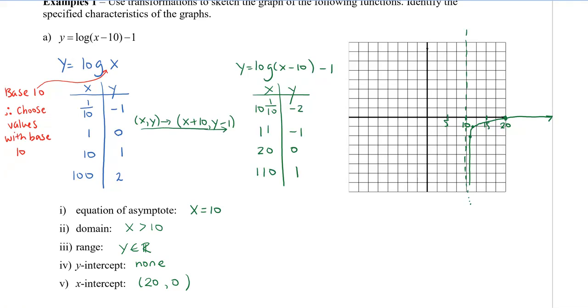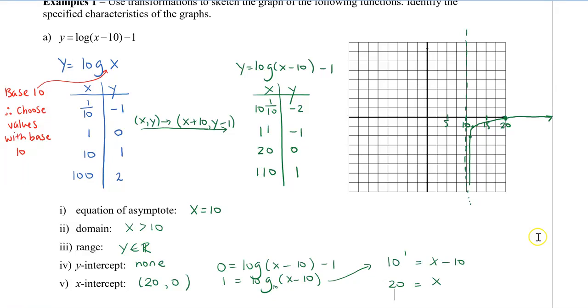If you didn't have the graph, you can also find the x-intercept by plugging in 0 for y and then solving for our x value. So move the 1 over. And then remember, this is a base of 10, so we can rewrite this in exponential form. So this would be 10 to the 1 equals x minus 10, so x is equal to 20.